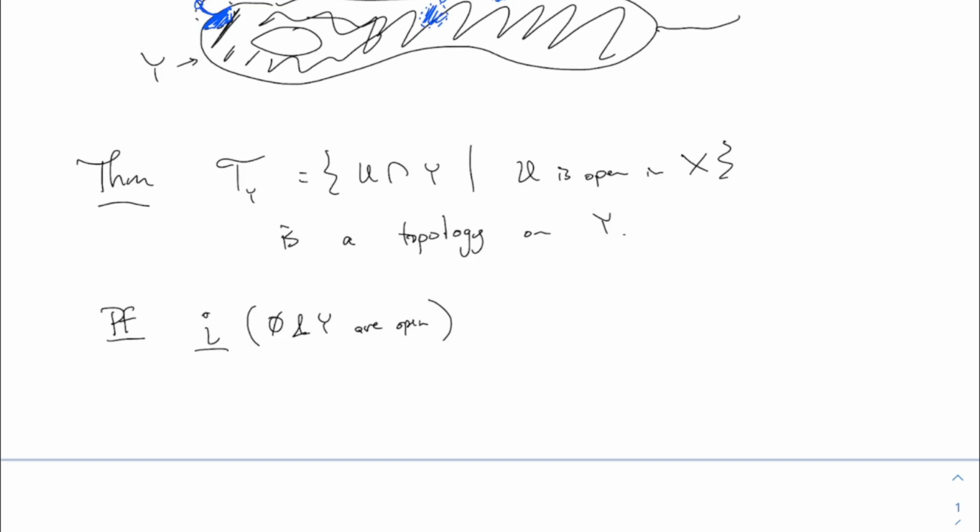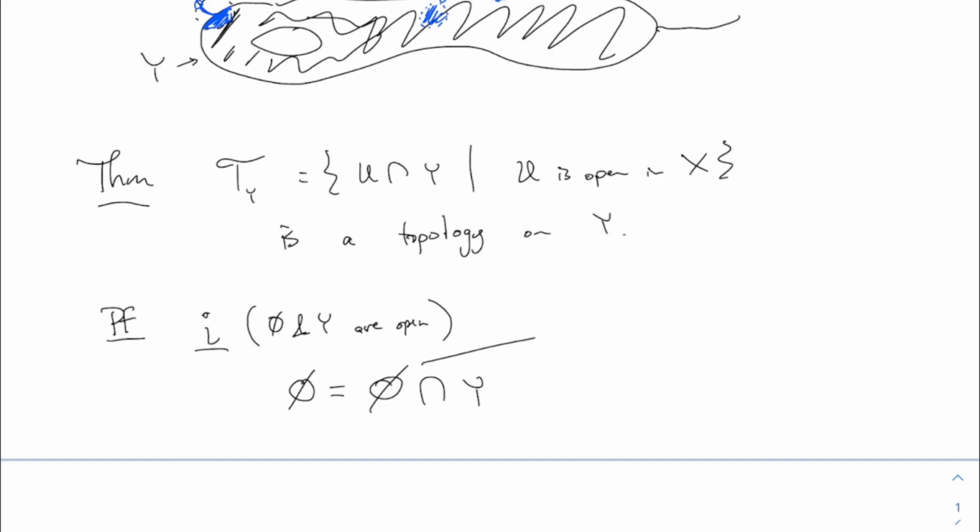Well, what it means to be open in the subspace topology is that it's some open set from X intersected with Y. So we must write, can you write the empty set as something intersect Y? Because if you can, then that makes it open, where the something is open in X. Any thoughts about that? Can you write the empty set as something intersect Y? Yeah, the empty set, right? Actually, it's going to have to be the empty set. If you want to get the empty set from the intersection, you better have the empty set here. So yeah, the empty set is the empty set intersect Y.